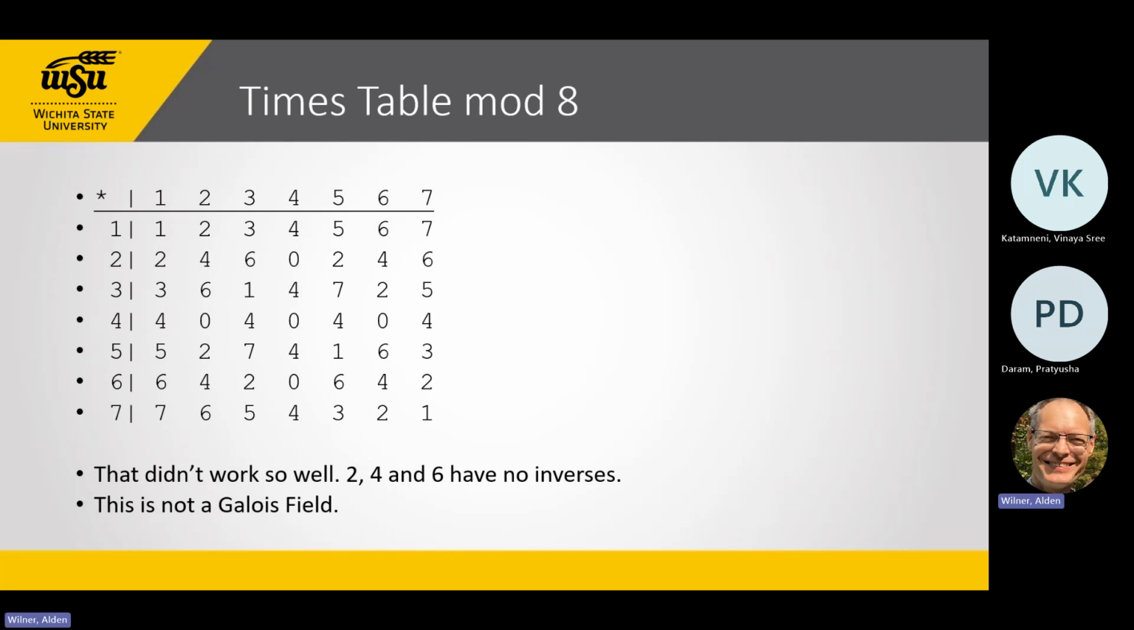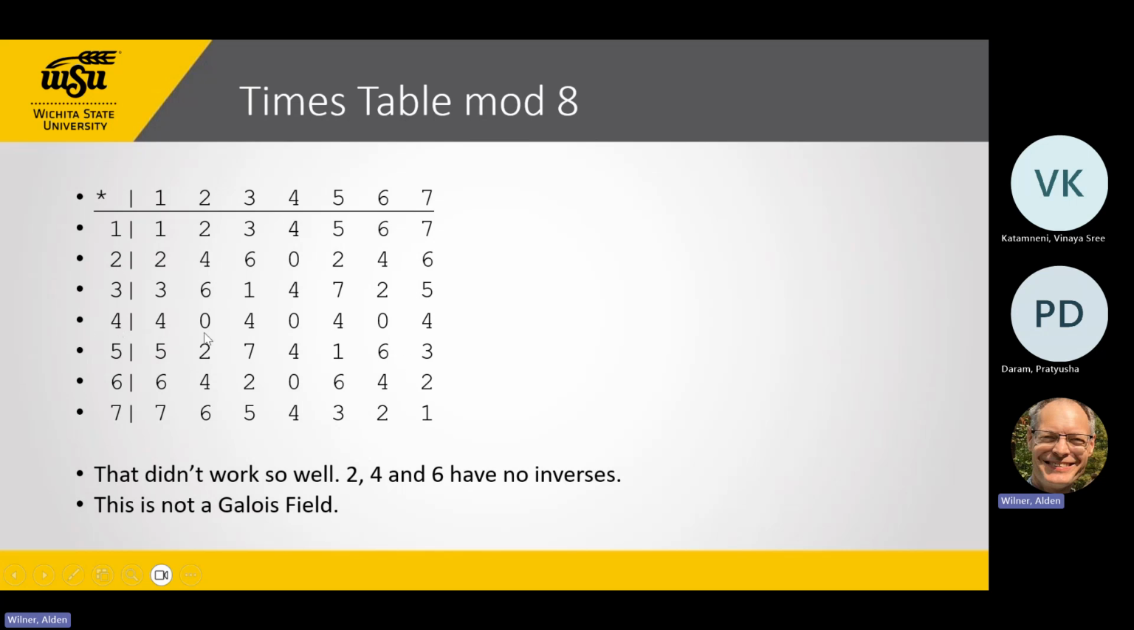Well, here's our times table mod 8. Now, in order for it to work, we need to have a multiplicative inverse for every single number in our field. So what do you see here? 5 times 1 is 5. 5 times 2 is 10, mod 8 is 2. 5 times 3, 15, turns into 7. 4, 1, 6, 3. That looks good, right? Well, look at 4.